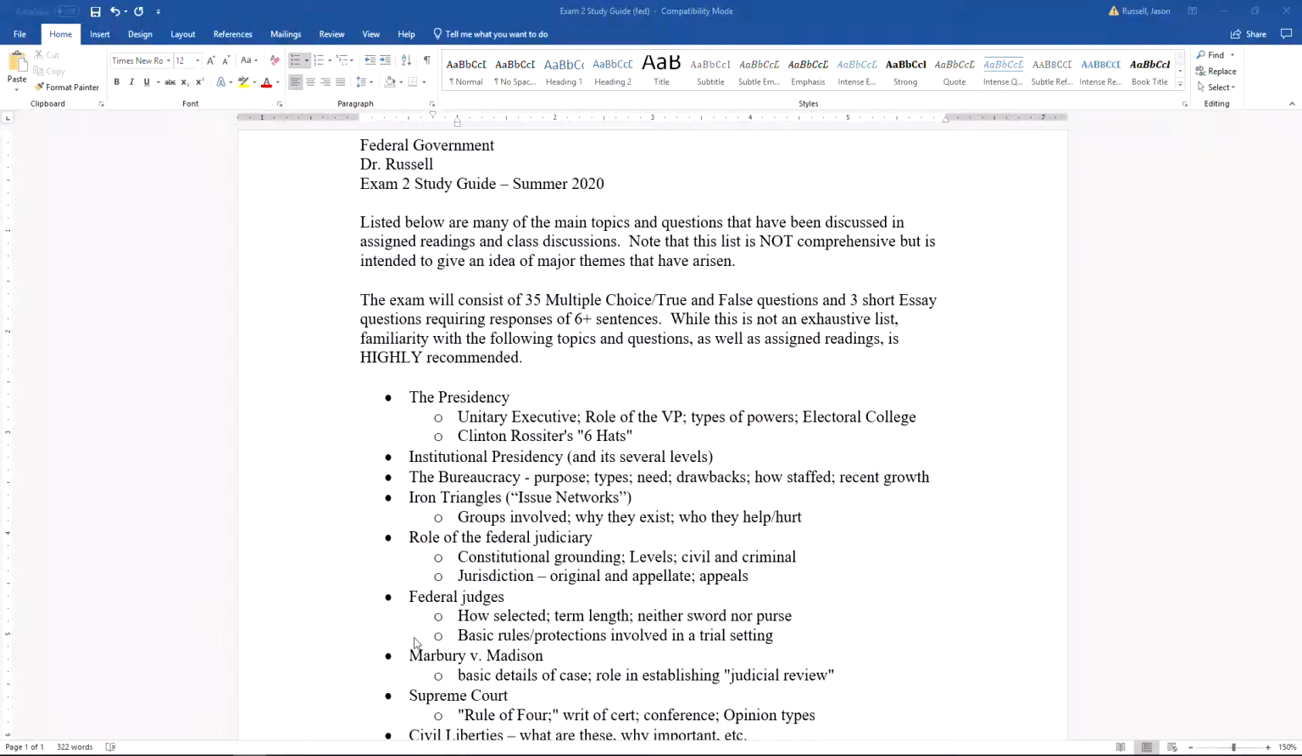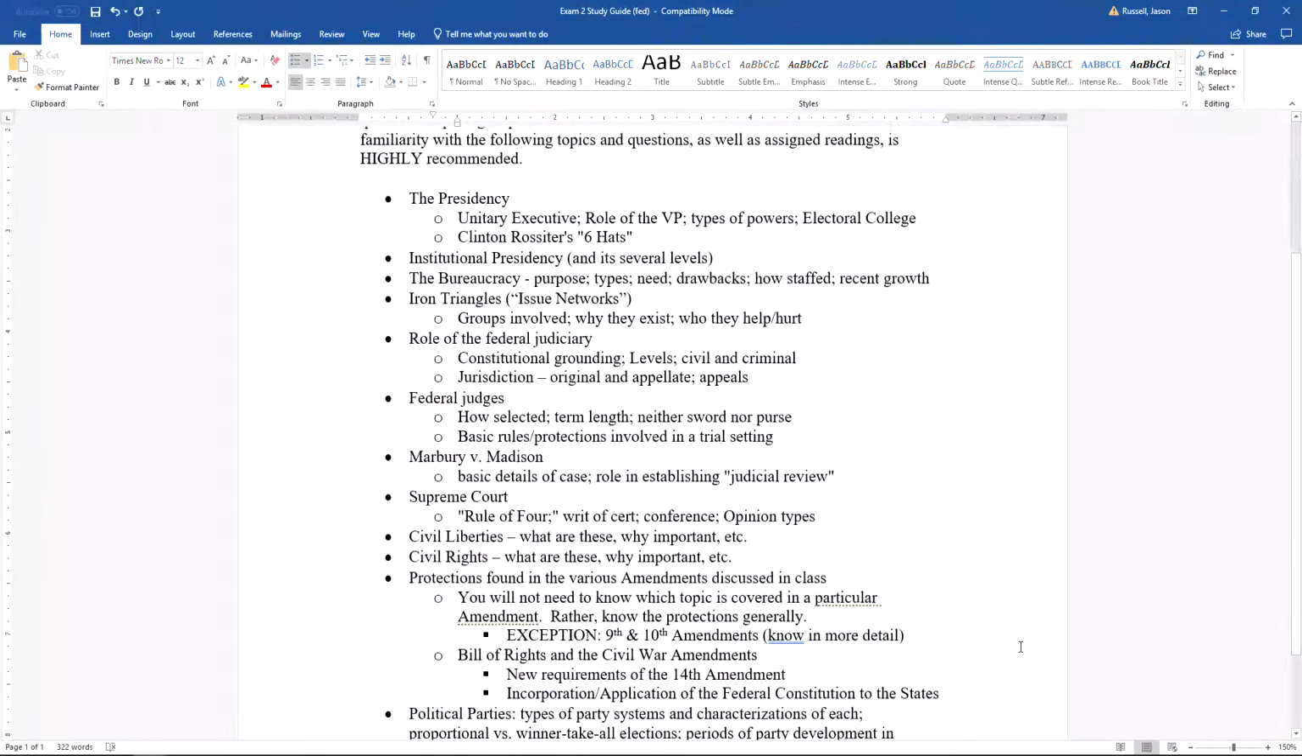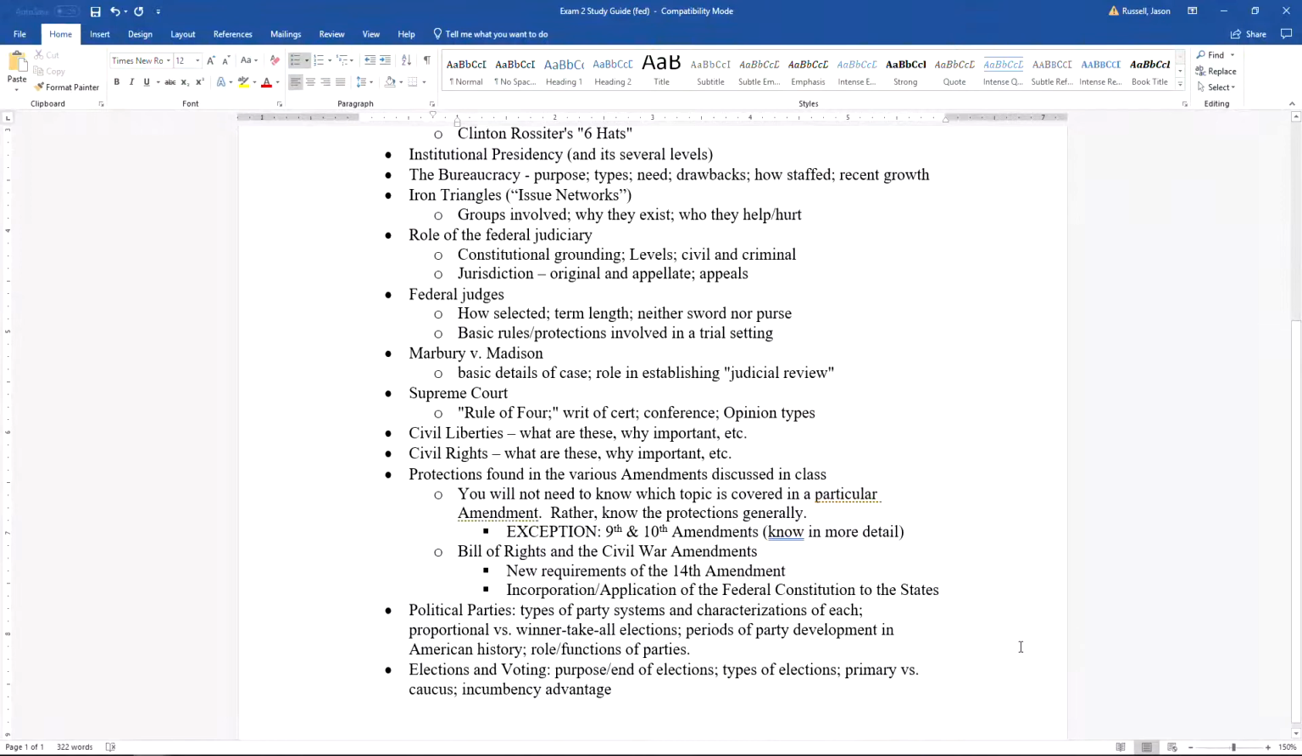And then finally some basic rules and protections involved in a trial setting. So how do courts have to operate, right? I went over the step by step within a court itself. So some of the rights of the accused, bringing in a later lesson on civil rights and civil liberties. So these ideas that the courts are there to protect certain things and to help balance out the other two branches of government.